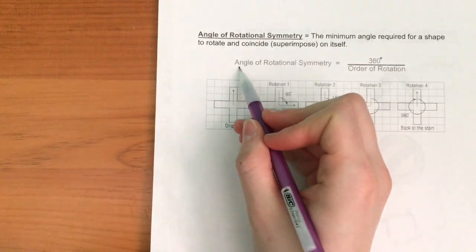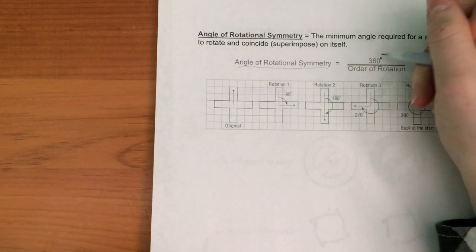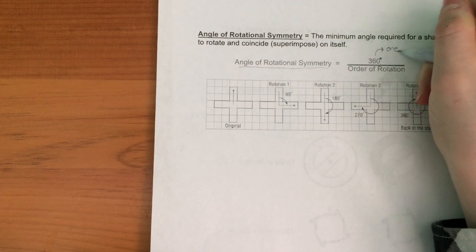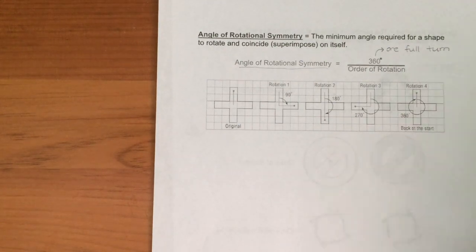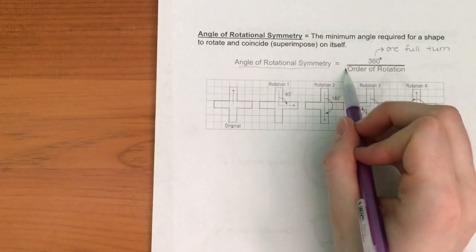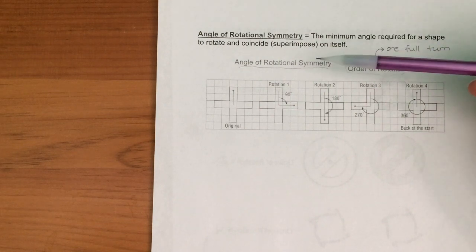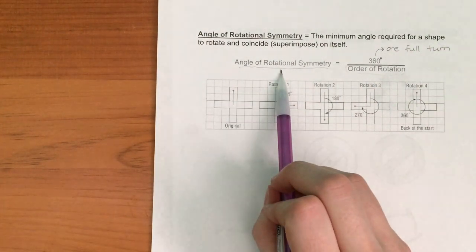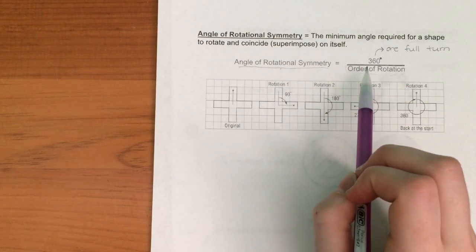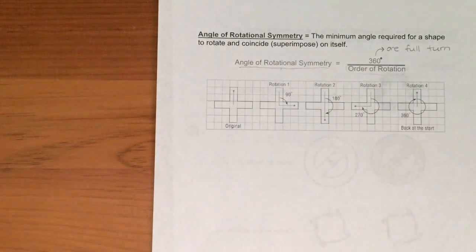Okay, so the angle of rotational symmetry is equal to 360 degrees, so that would be 1 full turn, right? And that's over top of the order of rotation. So if you know the order of rotation, then you can find out the angle of rotational symmetry. And the opposite is true. So if you know the angle of rotational symmetry, then you can rearrange this equation and find the order of rotation. So it works the same way.